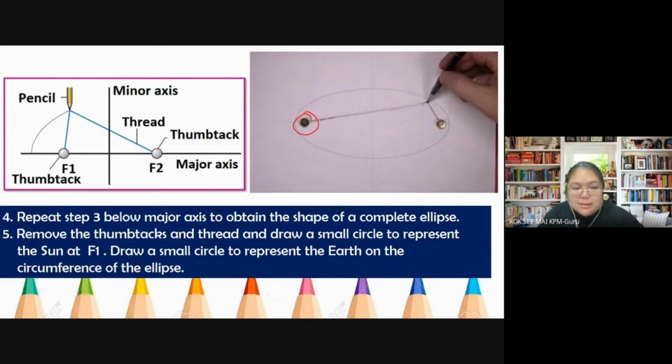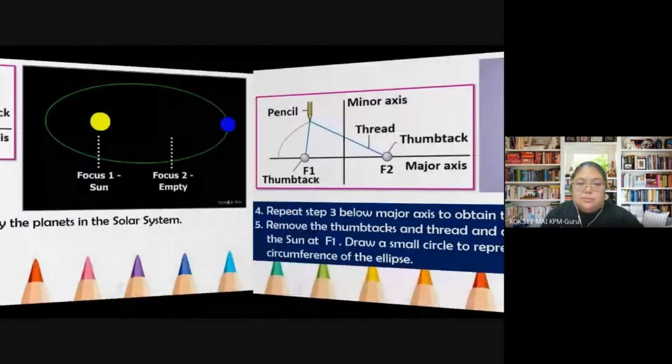That's F1. Okay, draw another circle. This one is the planet. The planet example is the Earth. The Earth goes to orbit the sun. Okay, so this was the technique of how to draw the ellipse shape.